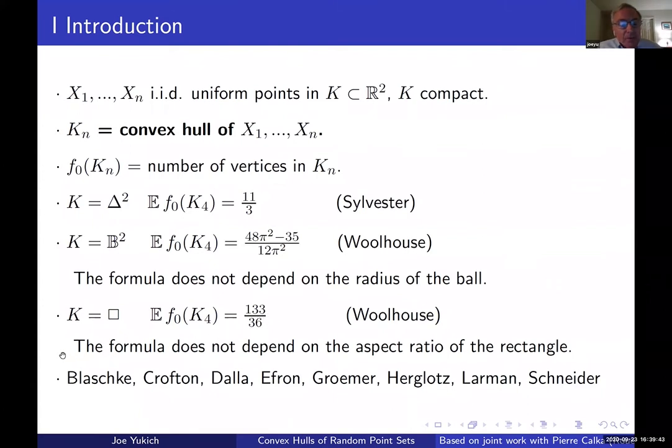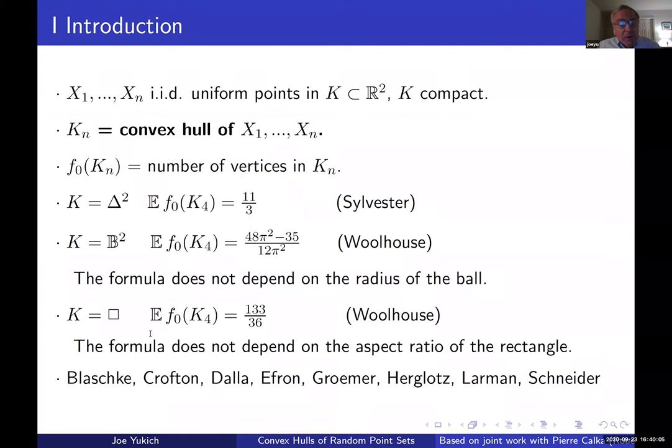And again, I'll point out that this formula does not depend upon the aspect ratio of the rectangle. The rectangle could be a square, it could be a rectangle that's very, very narrow. It does not change the answer.